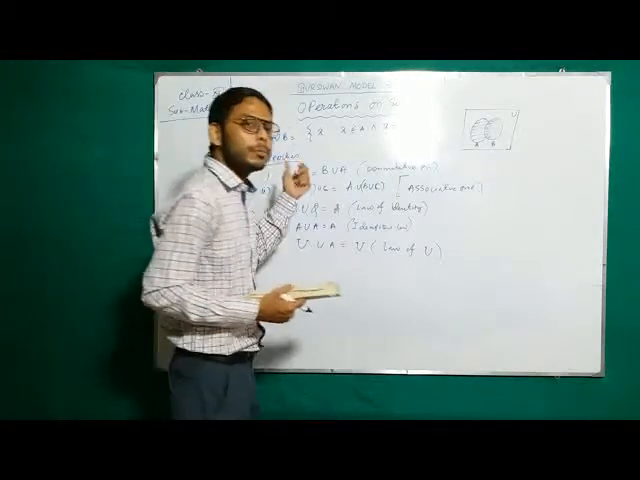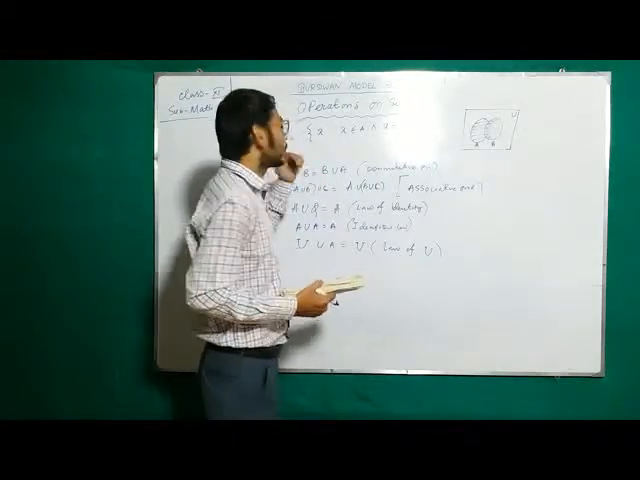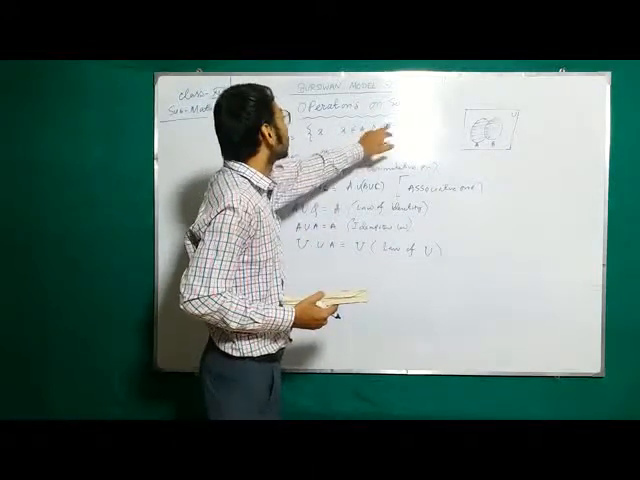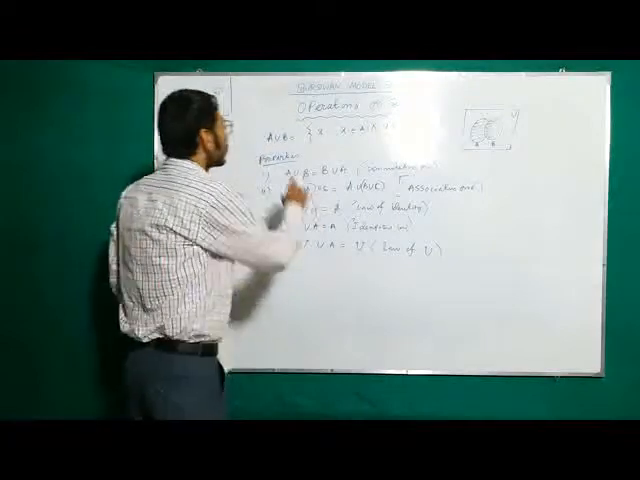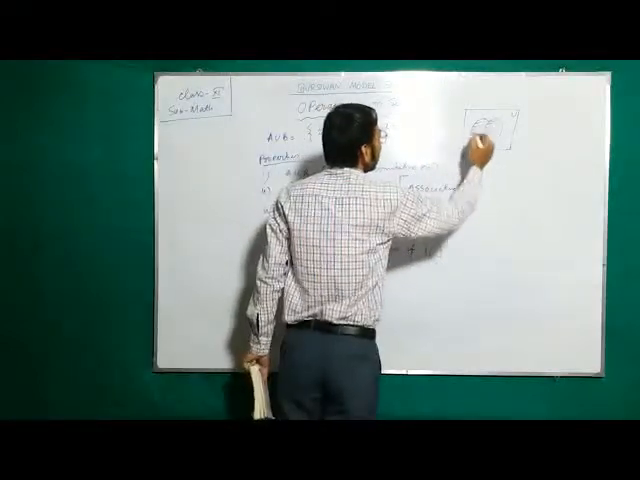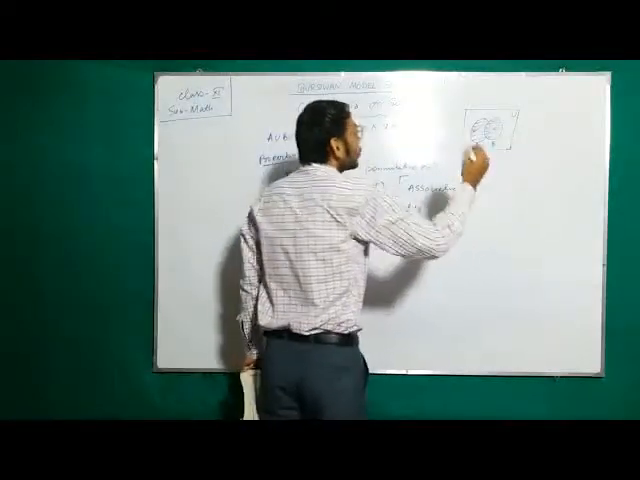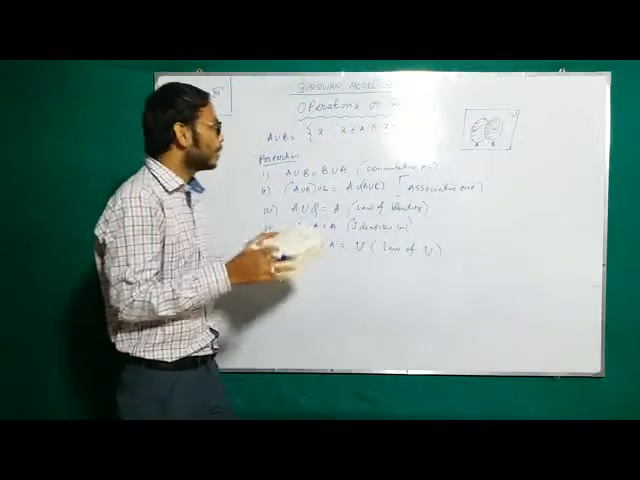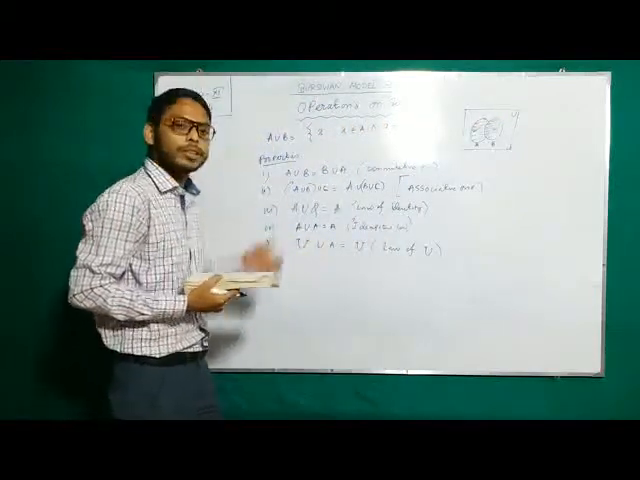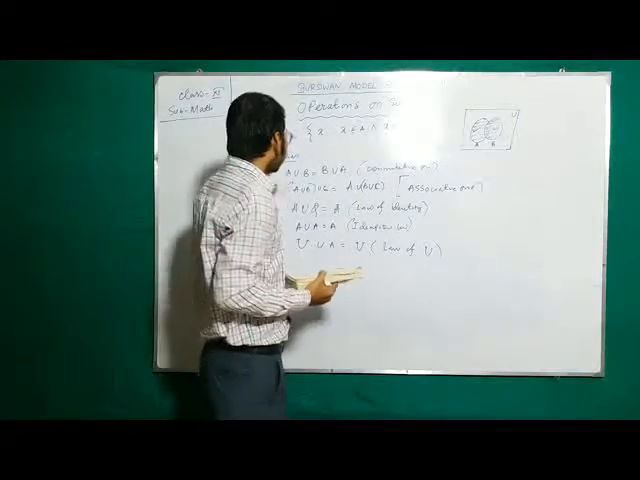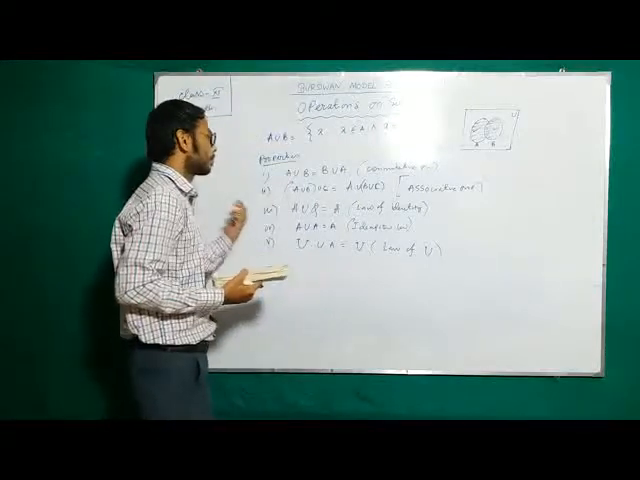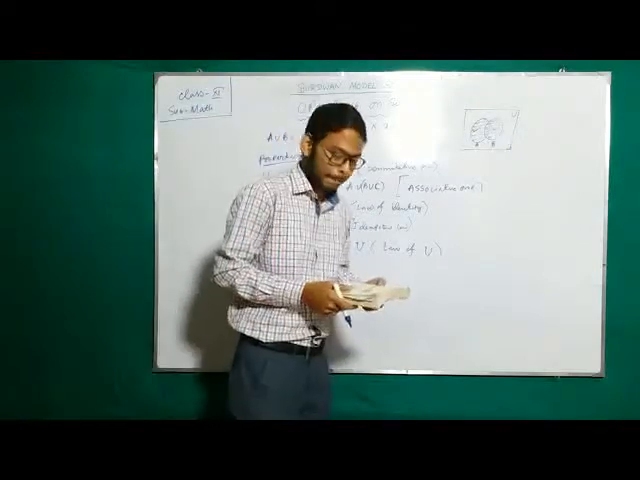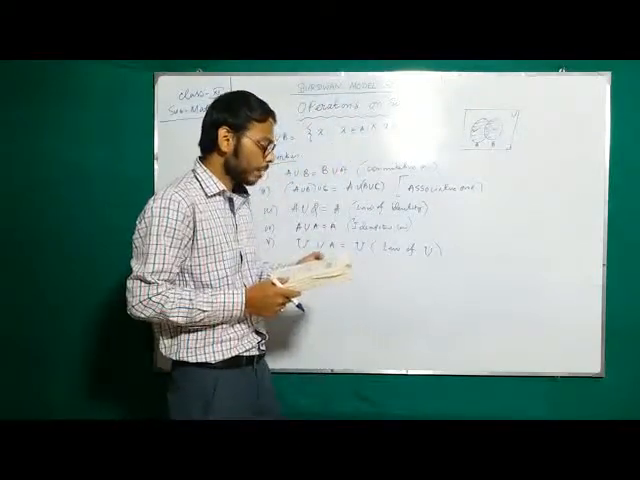So A union B contains those x such that x belongs to A or x belongs to B. That means the elements of A, the elements of B, and also the elements in the common portion of A and B. All the elements of A and B are contained. This is called A union B, and you should try verifying these properties by Venn diagram at home.